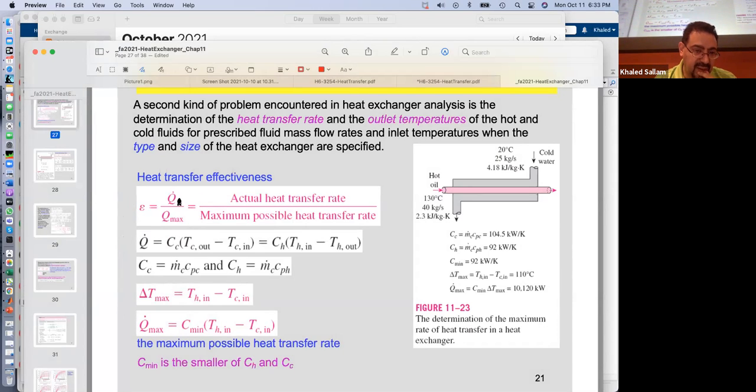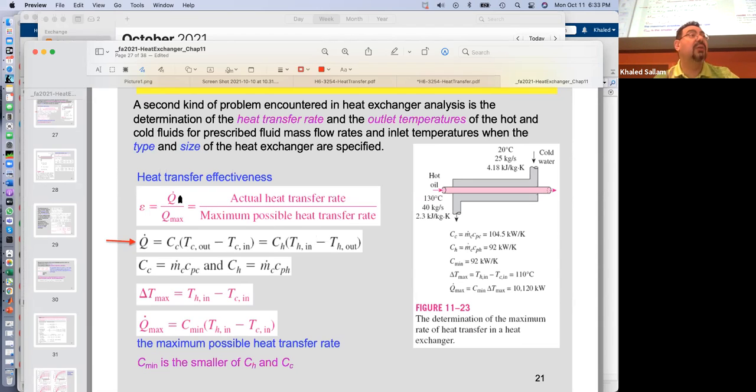Epsilon is Q dot over Q dot max. Okay. Of course, this Q dot, as you can see here in the slide, is both the Q dot hot and the Q dot cold. It's the same Q dot, right? So knowing that Q dot, you basically know the Q dot hot and the Q dot cold.